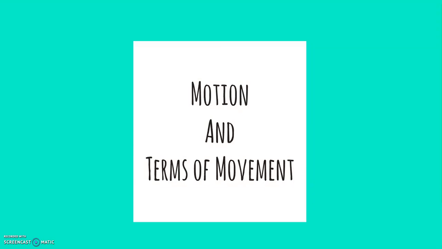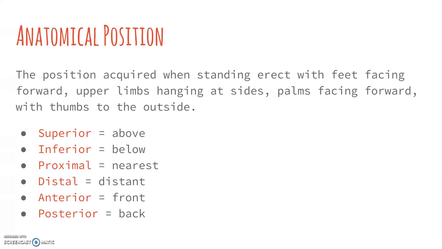All right, moving on to motion in terms of movement. First red word here, anatomical position. That's the position acquired when one stands erect with your feet facing forward, your upper limbs are hanging at your side with your palms facing forward, the thumbs to the outside. All right, in that position, superior means above, inferior means below, and these two terms are only referencing the head, the neck, and the trunk.